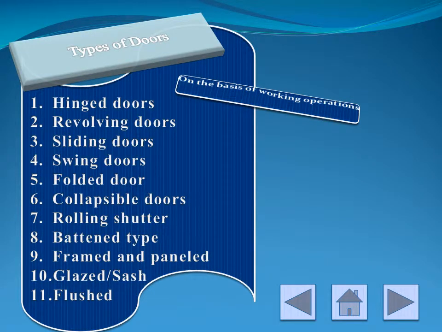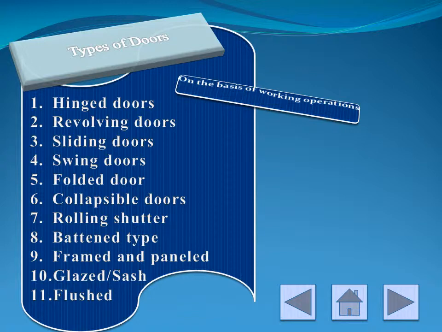We have types of doors on the basis of working operations. We have hinged doors, revolving doors, sliding doors, swing doors, folding doors, collapsible doors, rolling shutter, button type, framed and panel, glazed and such, and the last one, which is flush.